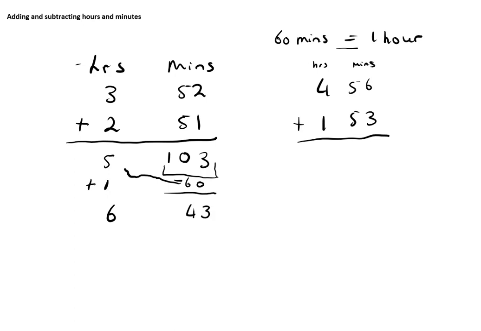So start with the minutes. 6 and 3 is 9. 5 plus 5 is 10. If you remember correctly, you place all of that quantity into the minute section. Add your hours as normal. 4 plus 1 is 5.